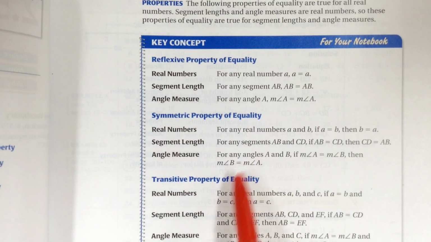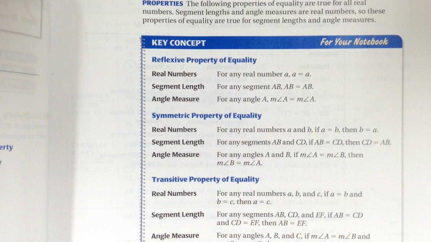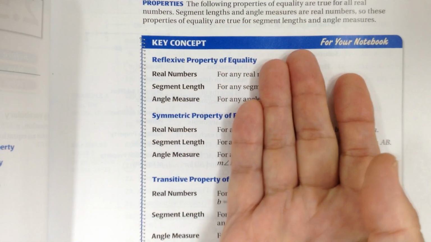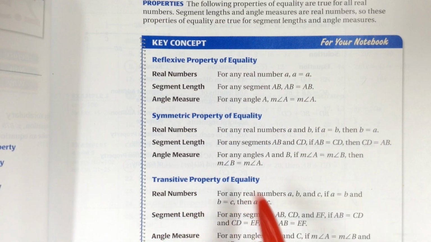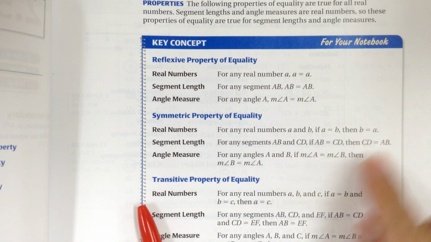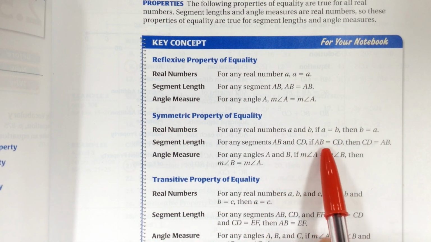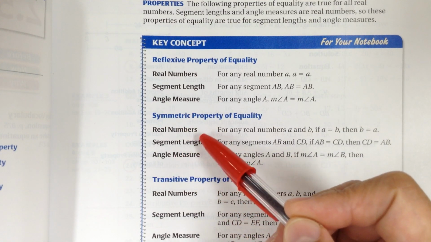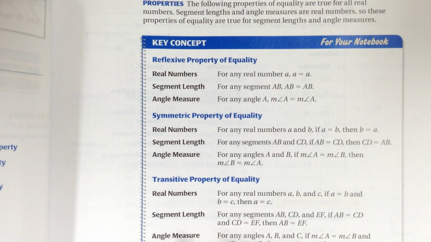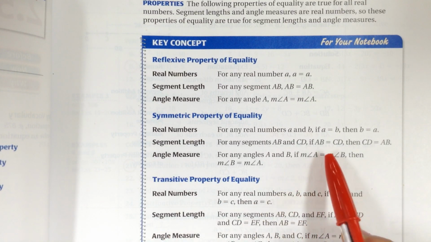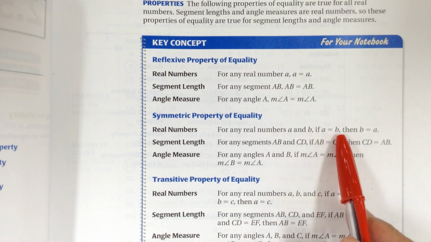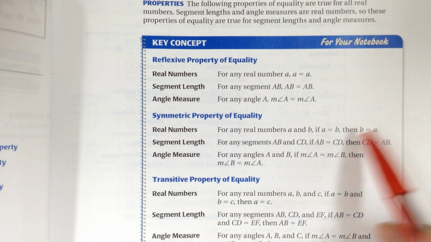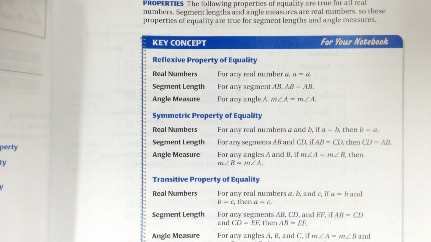The next thing is the symmetric property of equality. This is like when you have something, you flip it over. If you have A equal to B, then when you flip it over, you get B equal to A. Notice you have a set of three: the number, the length, and the angle. They work the same. If you have a number A equal to B, then when you flip it over, you still have B equal to A. So it's still true.